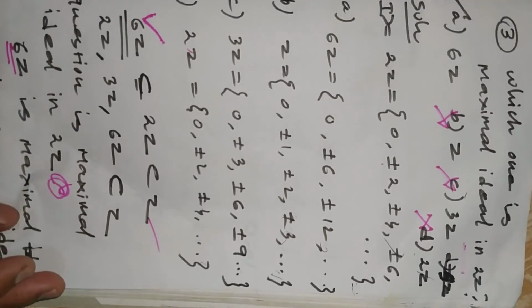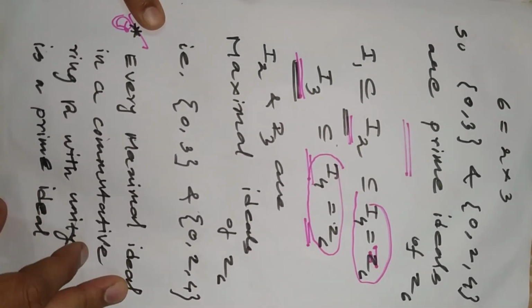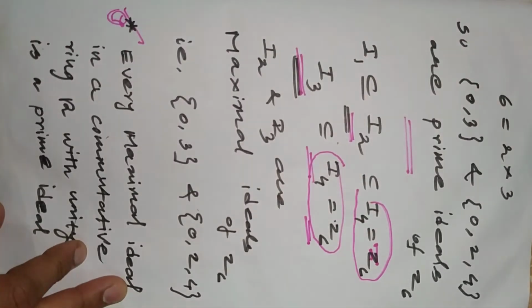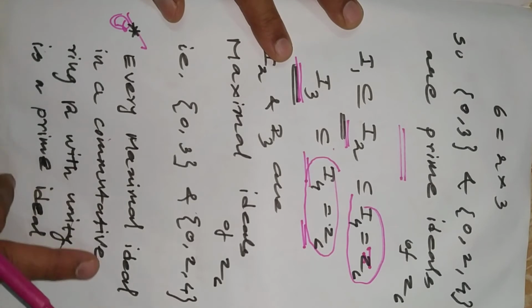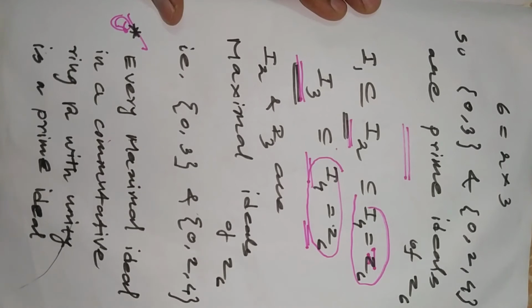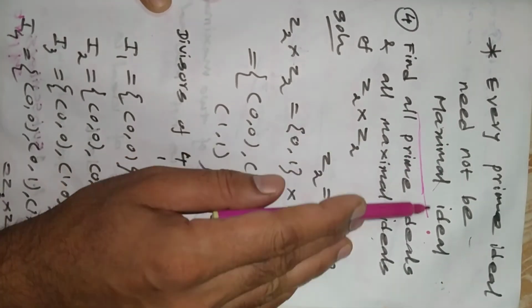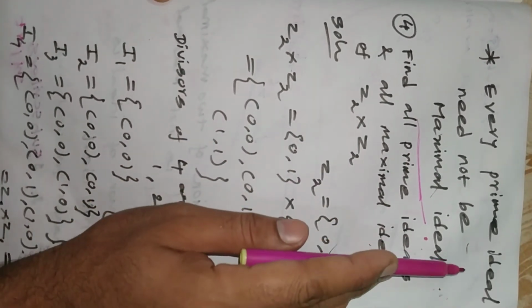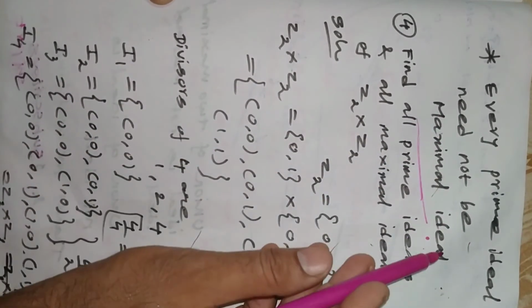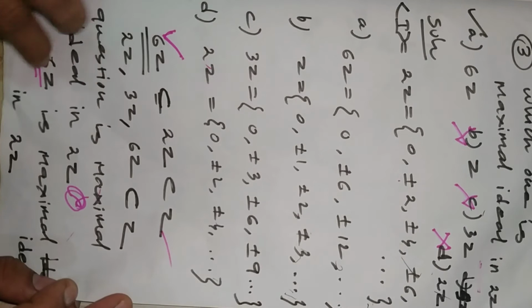Am I right? Again, we review that one here. After the first problem we have seen every maximal ideal in a commutative ring with unity is a prime ideal. But every prime ideal need not be a maximal ideal. So a very good example is the third problem, which shows this. It is not a prime ideal, but it is a maximal ideal.